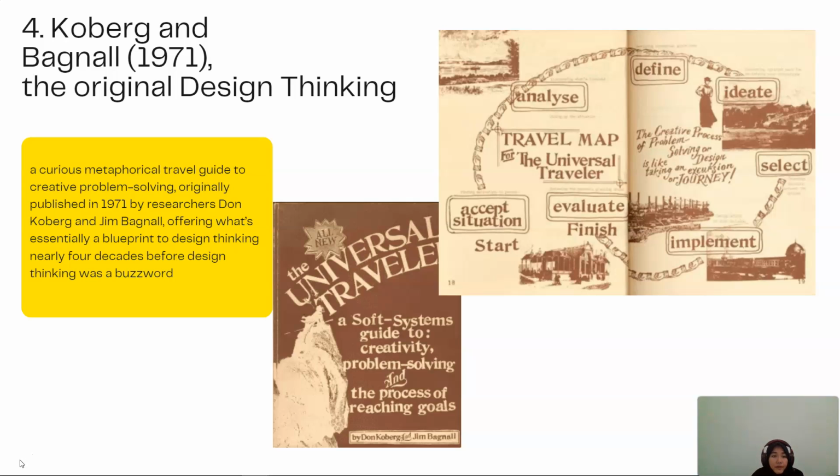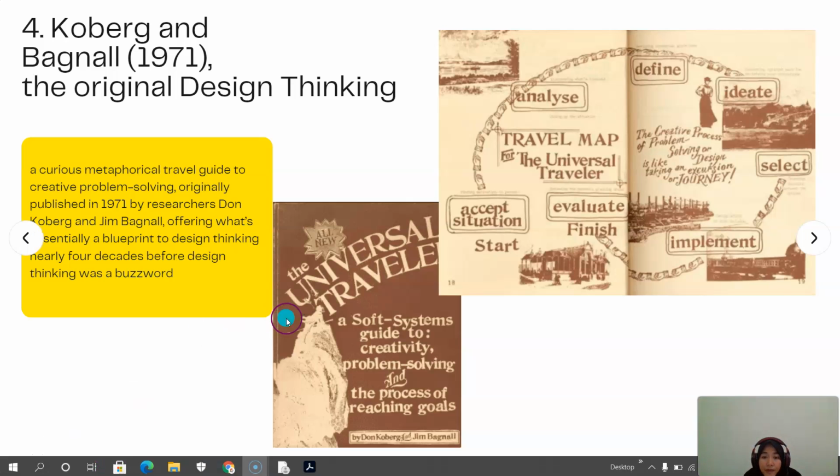So it is a curious metaphorical travel guide to creative problem solving, originally published in 1971 by researchers Don Koberg and also Jim Bagnall. It is offering, in essence, a blueprint to design thinking nearly 4 decades before design thinking was a buzzword. So basically if you look at the map here, we have the travel map.